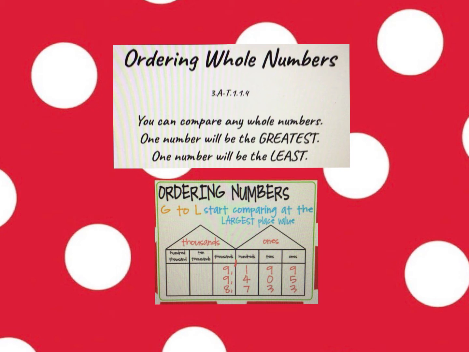And so we're going to start by comparing and lining up the numbers again. And then we're also going to be looking at the largest place value, which happens to be the thousands. So here we go. Let's practice, friends.